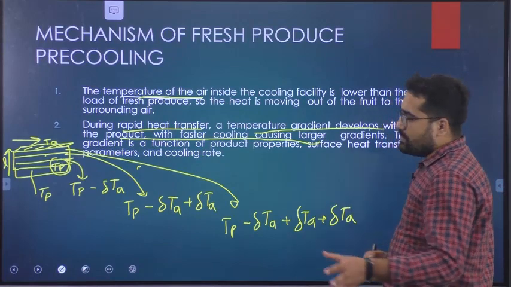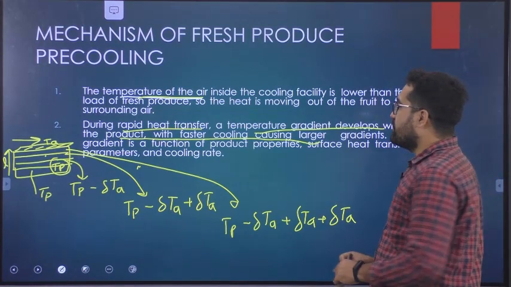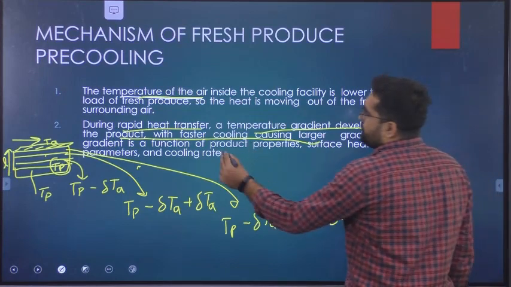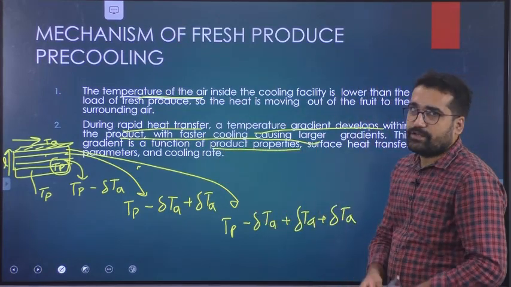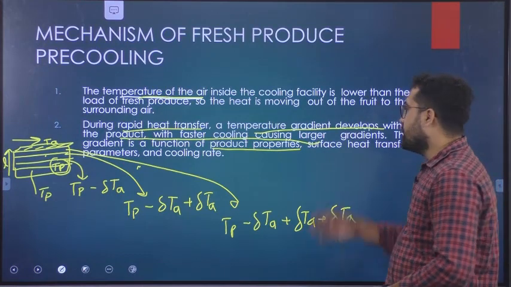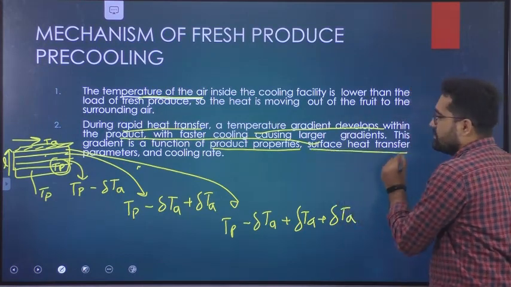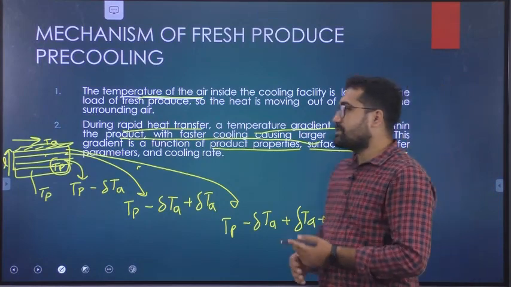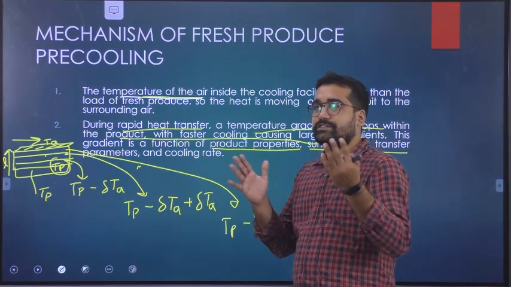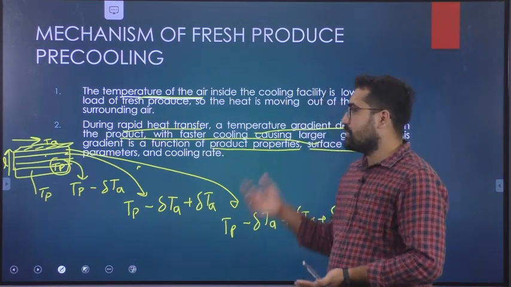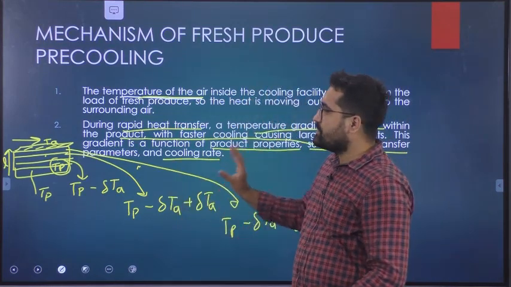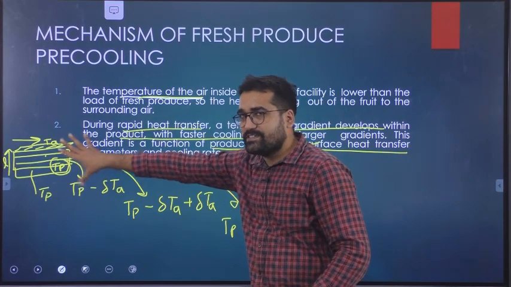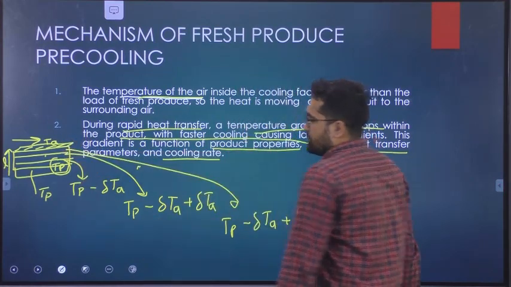So what is this temperature gradient a function of? It is a function of product properties: what is the structure of the product, how complex it is. Again, surface heat transfer: how much heat is transferred, what is the surface area of the product, and the cooling rate of the air. So these are the parameters which influence the temperature gradient inside the product.